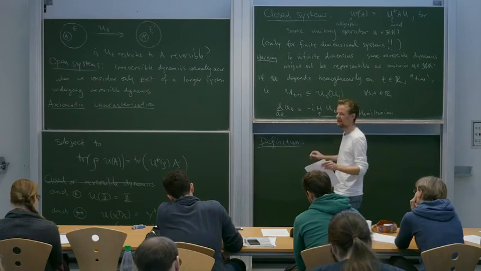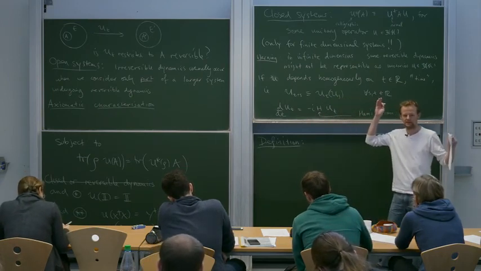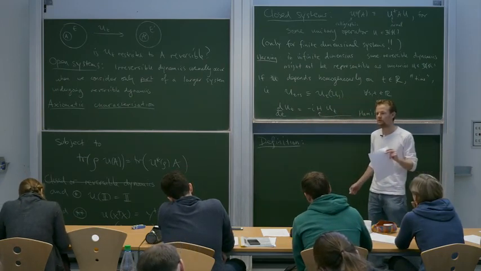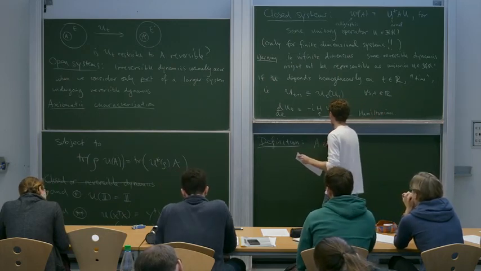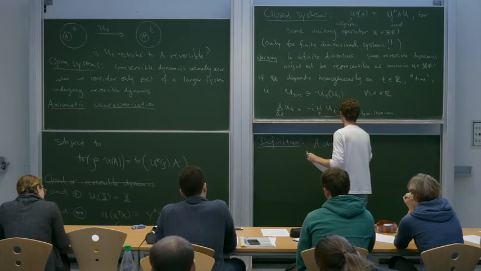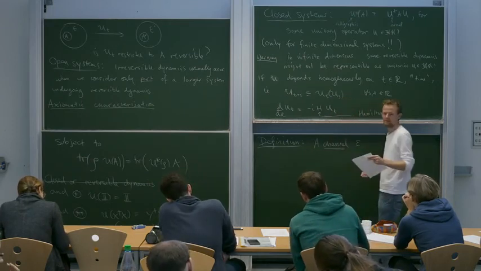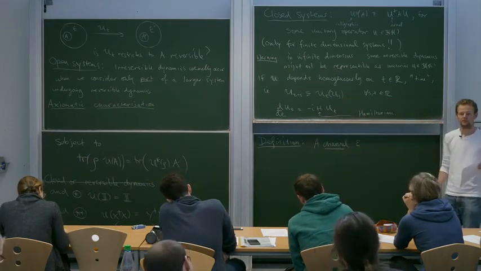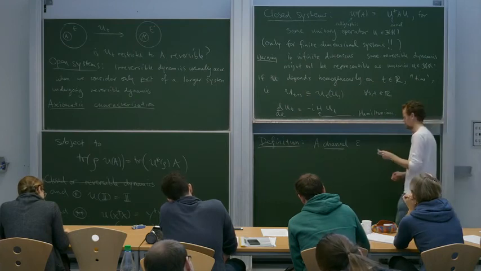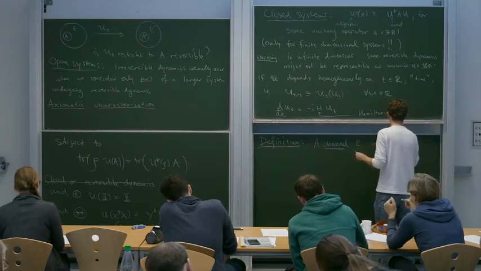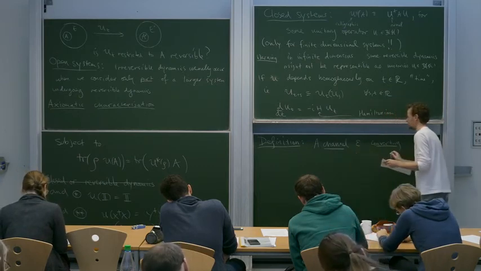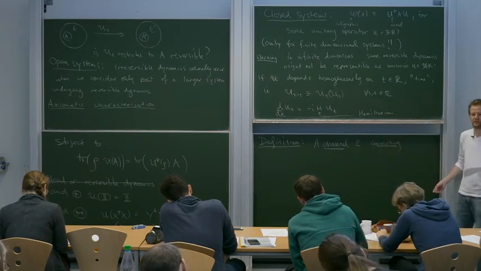So definition. This is the axiomatic, this is what we define now a legal evolution in quantum mechanics to be. And then we're going to check that that actually matches physics. A channel E, we call any evolution in quantum physics a channel. And channels convert systems from one to another.